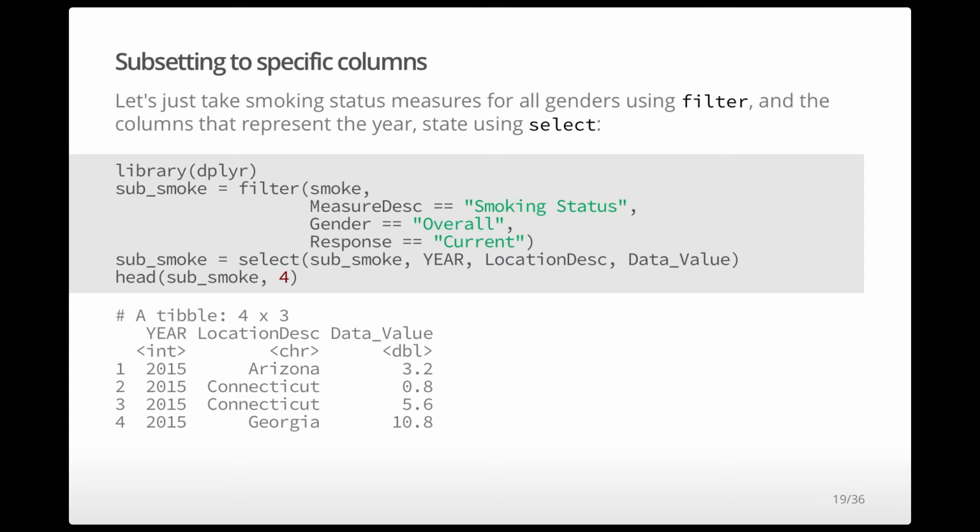We want to take the year, the location description, which you can think of as state, and the data value. So this is, I think, the number of packs per day or cigarettes per day smoked overall. That might not be exactly what measure it is, but the idea is our data has a bunch of rows, but one measure per state. Okay.